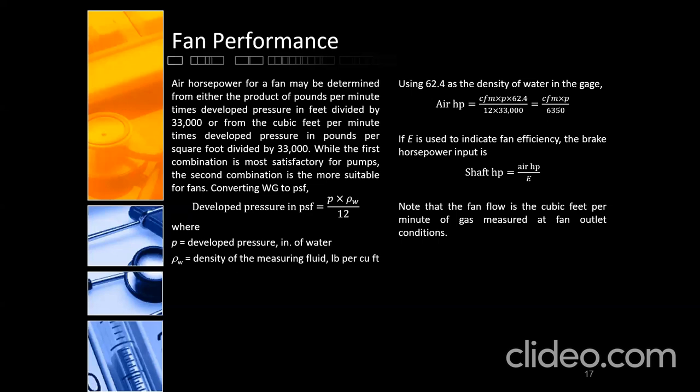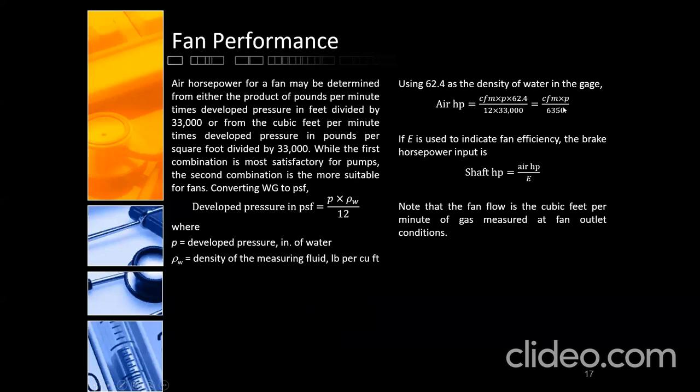The P is the fan pressure in inches of water, kaya binibigyan mo ng 12. Rho W is equal to density of measuring fluid, pounds per cubic foot. Kasi yung given mong pressure doon is in inches of water, so ang density mo is yung water. Using 62.4, so air power is equal to CFM times P times 62.4 over 12 over 33,000, is CFM times P over 6350.